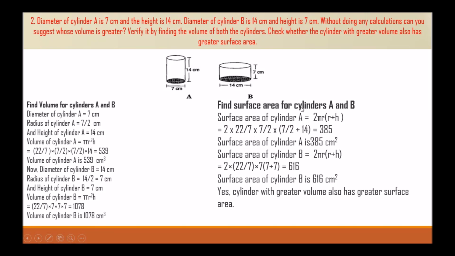Now we will find the surface area of cylinders A and B. So surface area of cylinder A equals 2 pi r bracket r plus h, that is 2 into 22 upon 7 into 7 upon 2 into 7 upon 2 plus 14. So we will get 385 centimeter square. Now surface area of cylinder B equals 2 into 22 upon 7 into 7 bracket 7 plus 7. So we will get 616. So the surface area of cylinder B is 616 centimeters square. Yes, the cylinder with greater volume also has greater surface area.